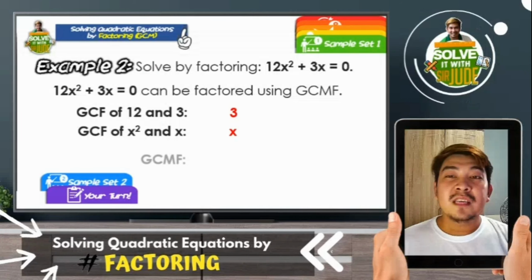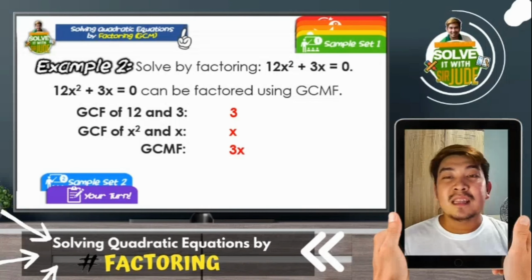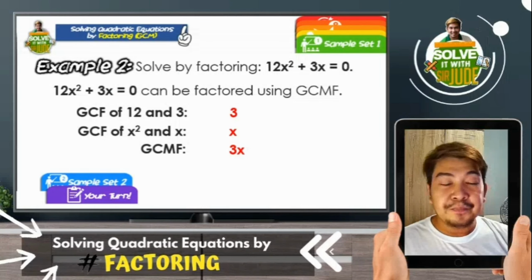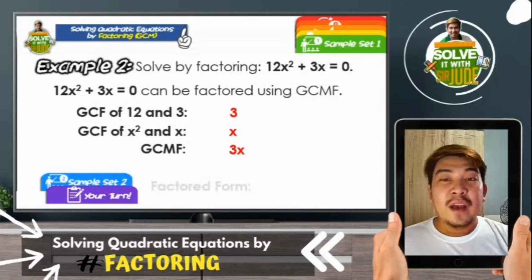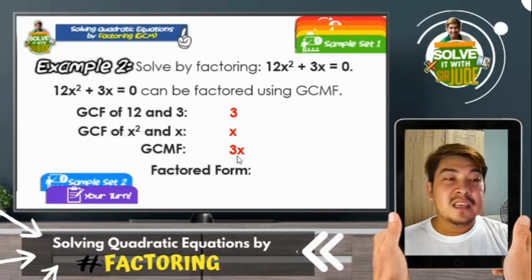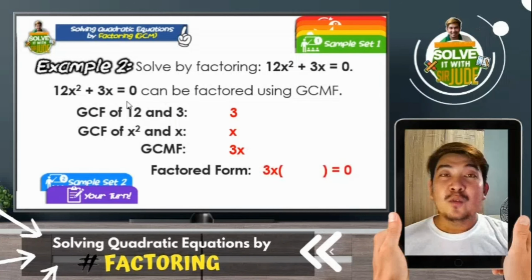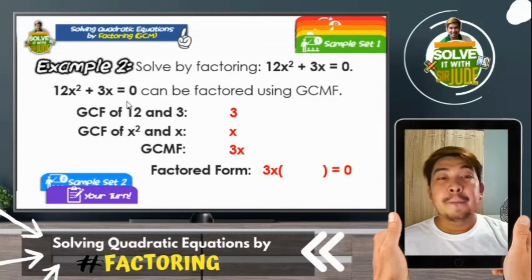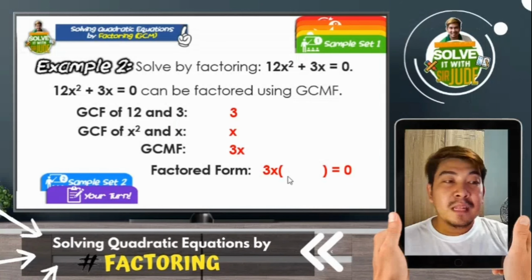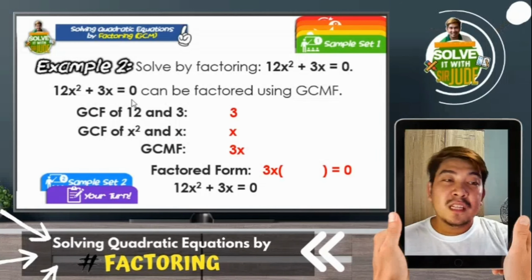So to get the GCMF, we just need to get the product. So 3 times x lang yan, pagsamahin lang natin, that will be 3x. And then, for the factored form, i-factor out natin si 3x na GCMF dito sa original equation na ito. So ano kaya ang matitira sa loob ng parentheses? So para malaman natin kung ano yung ilalagay natin sa loob ng parentheses, babalik tayo sa original equation.